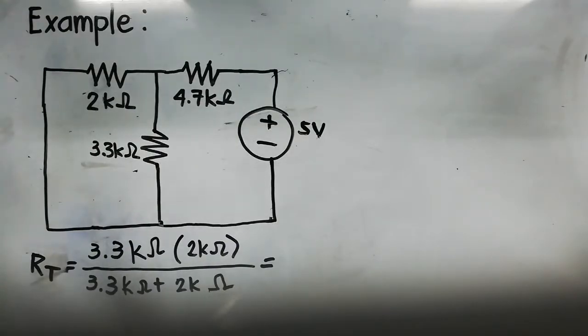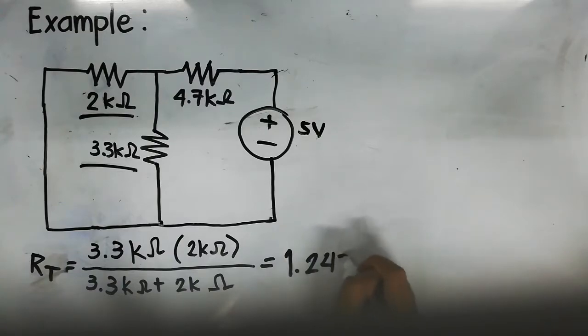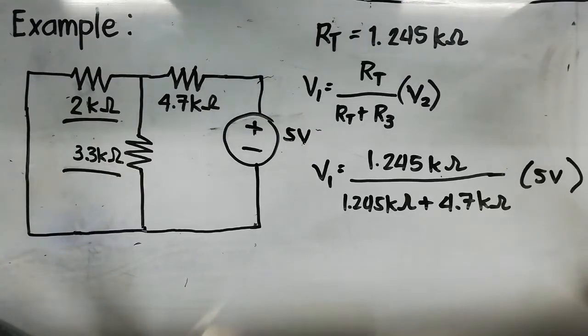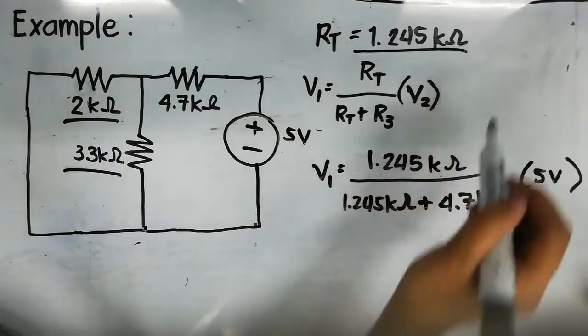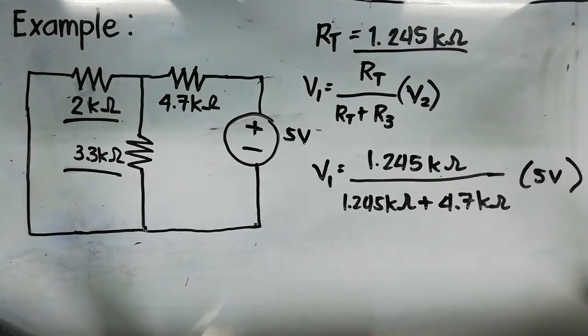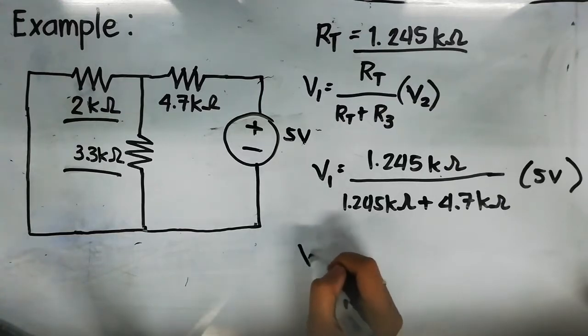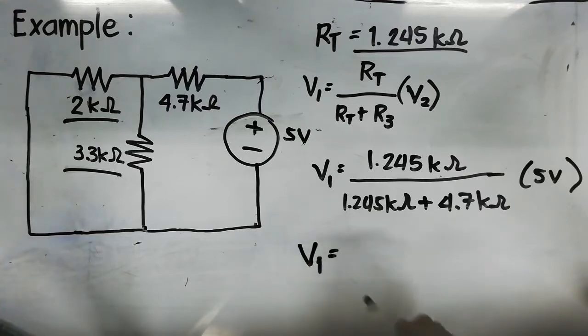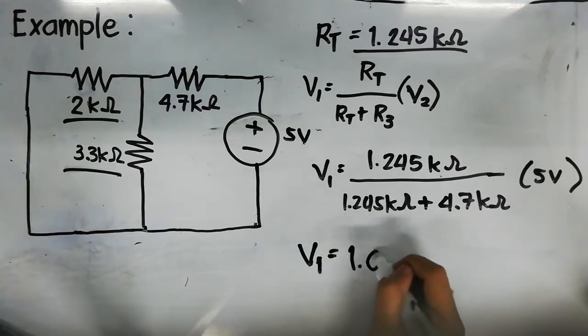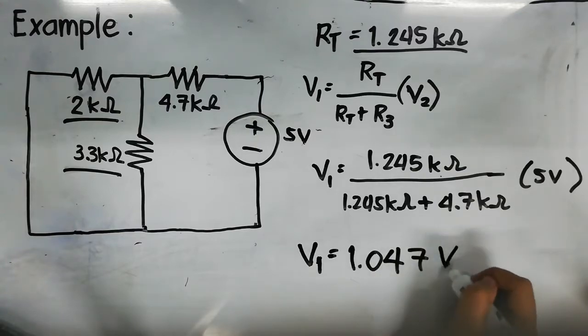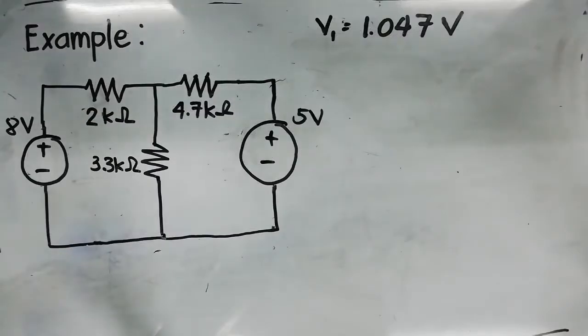As you can see here, you have your 3.3 kiloohms and 2 kiloohms that are in parallel. So therefore, the resultant resistance will be equal to 1.245 kiloohms. Using your voltage divider rule, voltage across 1.245 kiloohms would be V1 equals 1.245 all over 1.245 plus 4.7. And this whole equation right here is multiplied by your voltage 5. And your answer would be equal to 1.047 volts.